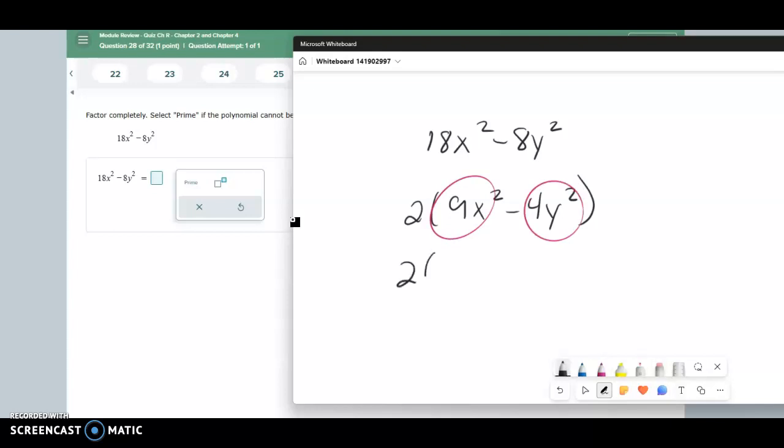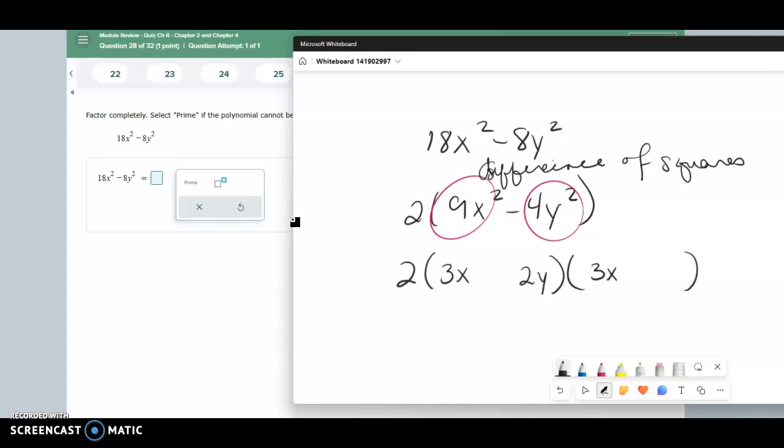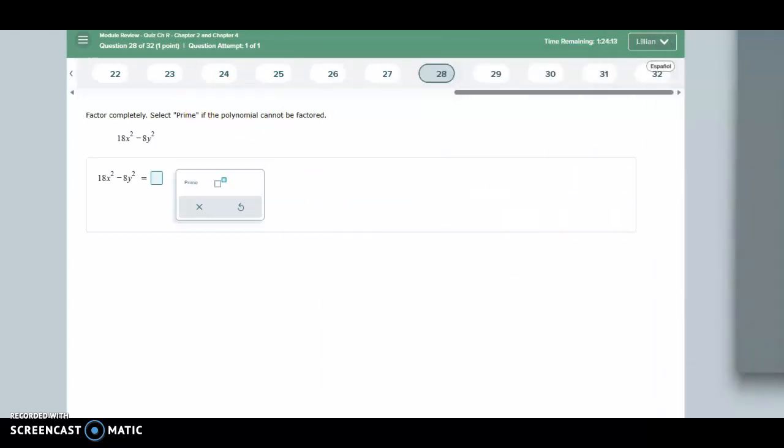So leave the 2 out front. Since they're perfect squares, this is a difference of squares. Difference because it has the subtraction. Take the square root of 9x squared. That's 3x. Place it here in your binomials. Take the square root of 4y squared. That's 2y. Place it here in your binomials. Put a plus sign on one of them and a minus sign on the other. So now I have my answer, and I'm going to click here, and then I'm going to type it out.